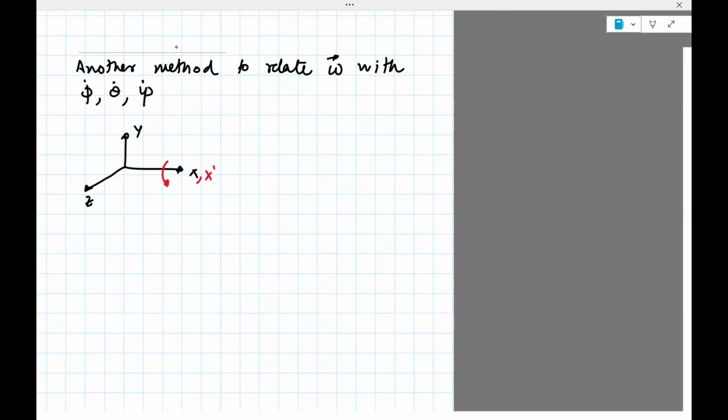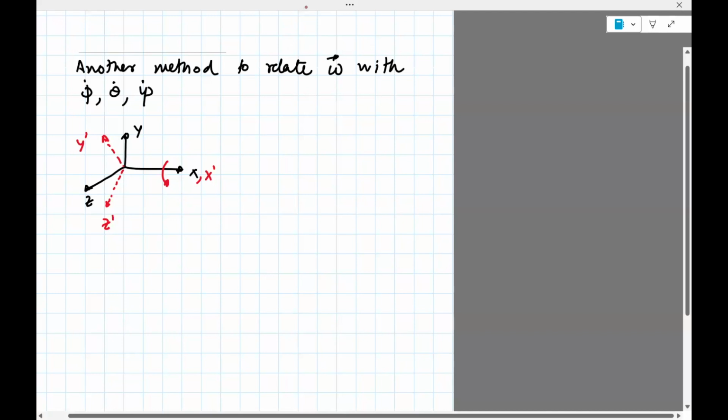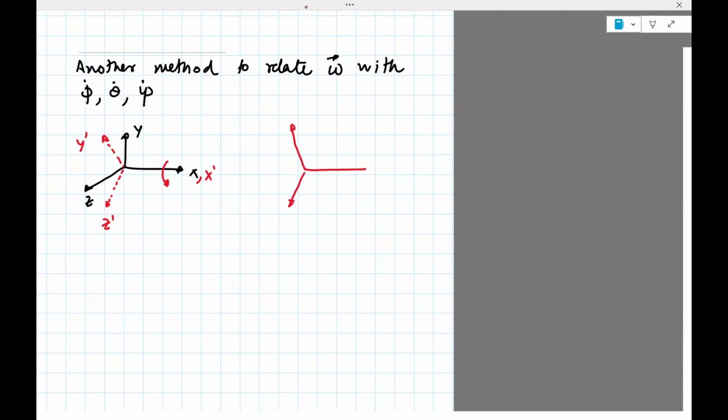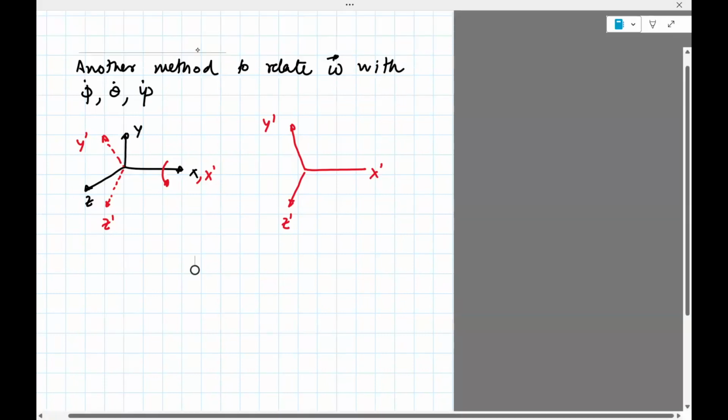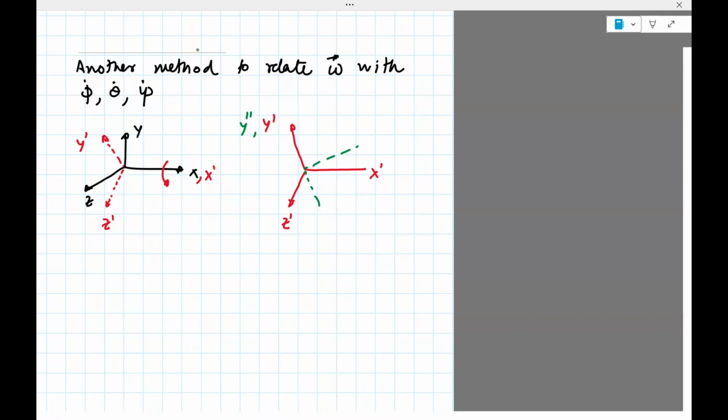This axis will not change, but y will shift, something like this, and z will be something like this. So we get x', y', z'. Then I'll redraw x, y, z as x', y', z', and this undergoes the next rotation. That rotation is about y, so y' will be the same as y'', and then this will go here, giving x'' and z''.